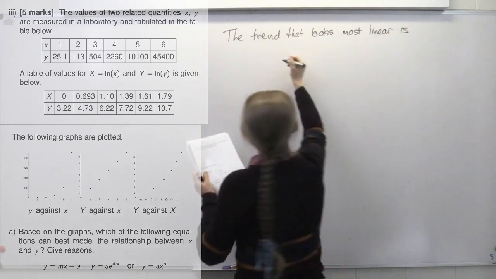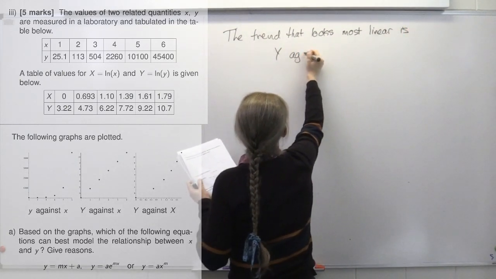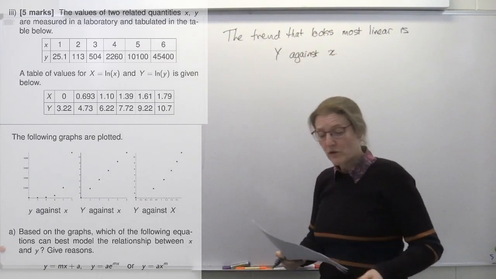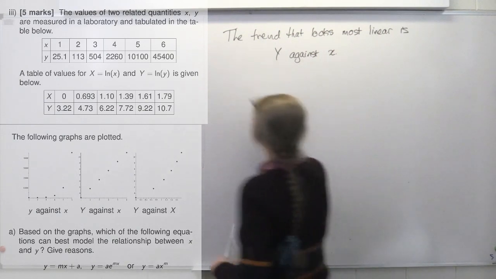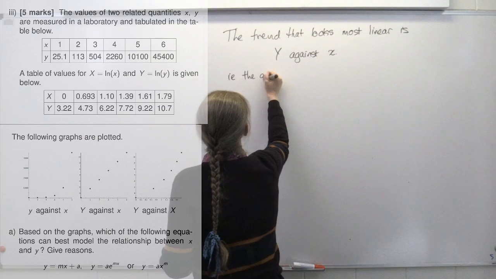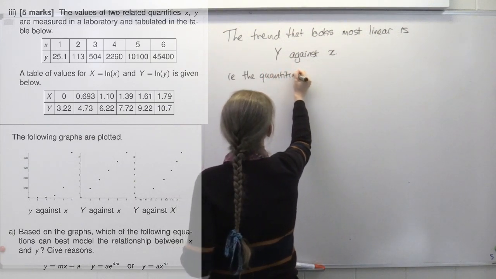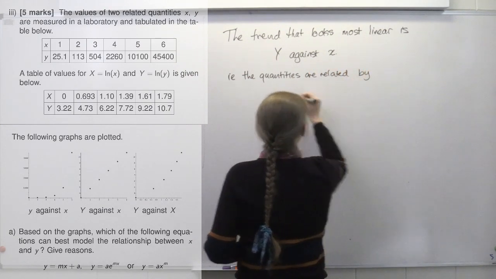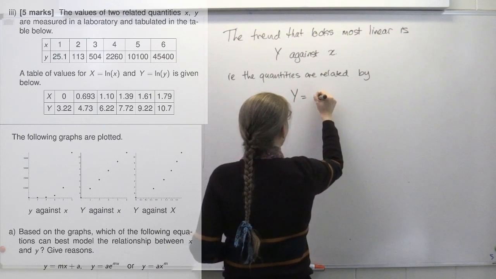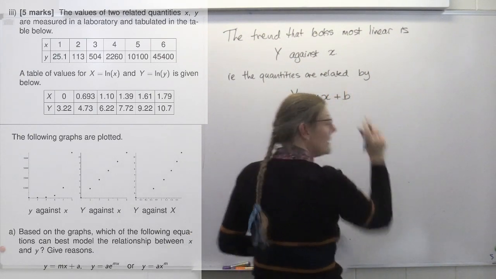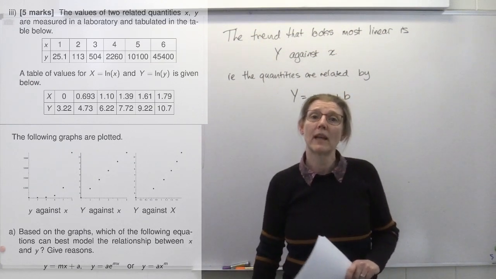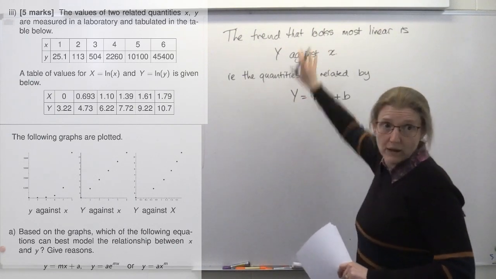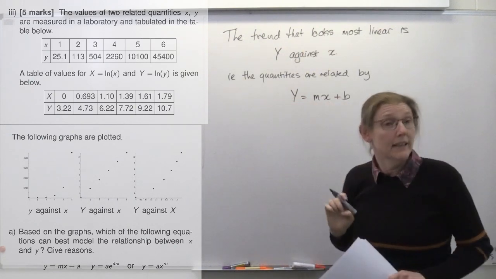is Y, capital Y, against X. Okay? So that tells us the quantities are related by capital Y is equal to some mx plus b, because that's the equation of a straight line. Okay? But it's the capital Y that is the straight line y coordinate, and x, little x, is the x coordinate, the horizontal coordinate.